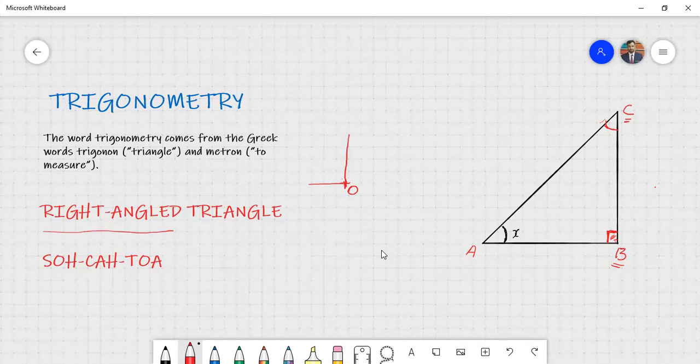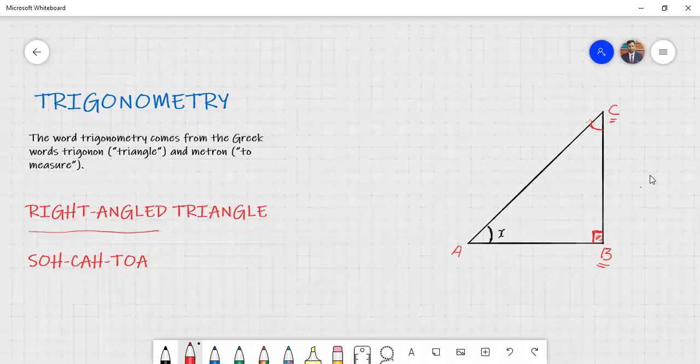We put a box like this shape, which shows that this is a right angle, an angle of 90 degrees. Now what is a right angle triangle? Any triangle that has one 90-degree angle is known as a right angled triangle.